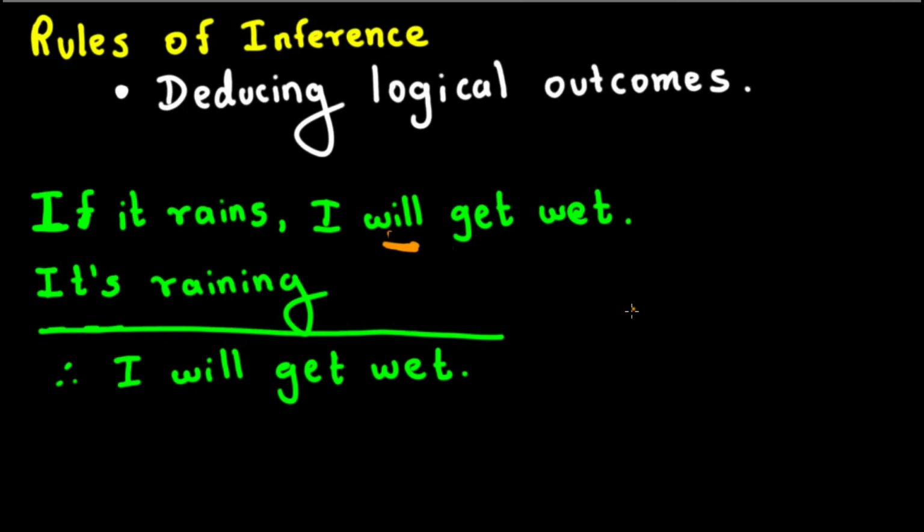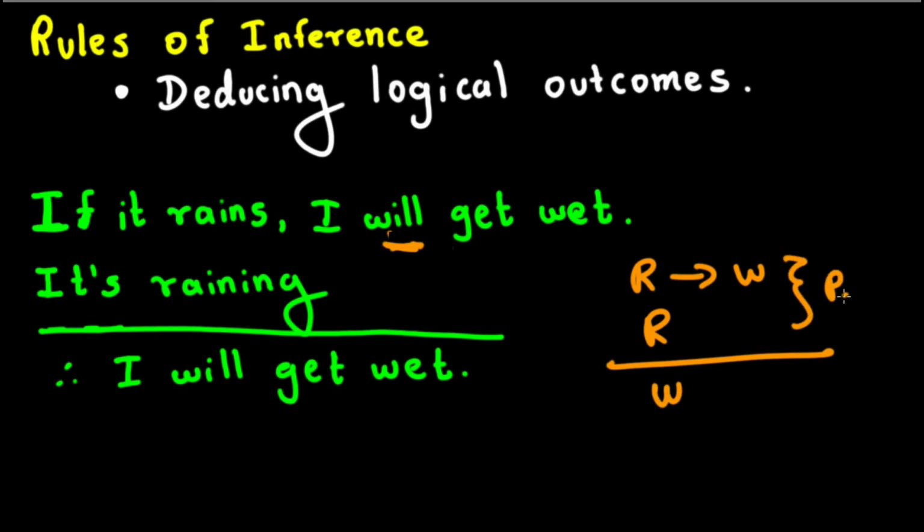Now if we look at an example like this, we have R arrow W, and if you have R like this, the final result is going to be W right here. Okay, this is our premise, and this is our conclusion. Now let's go to the next one.